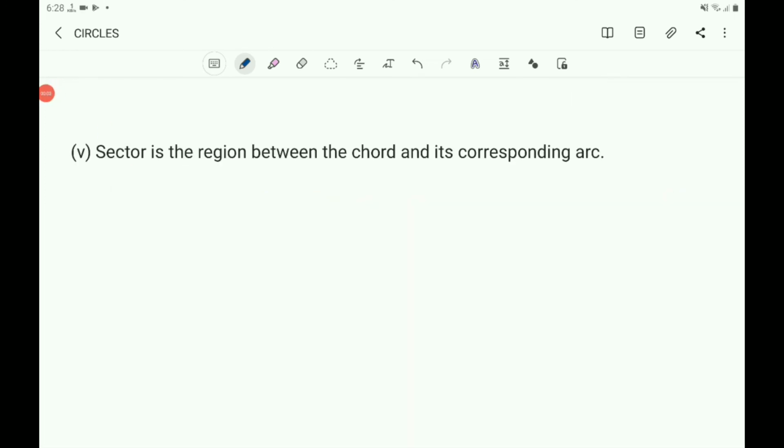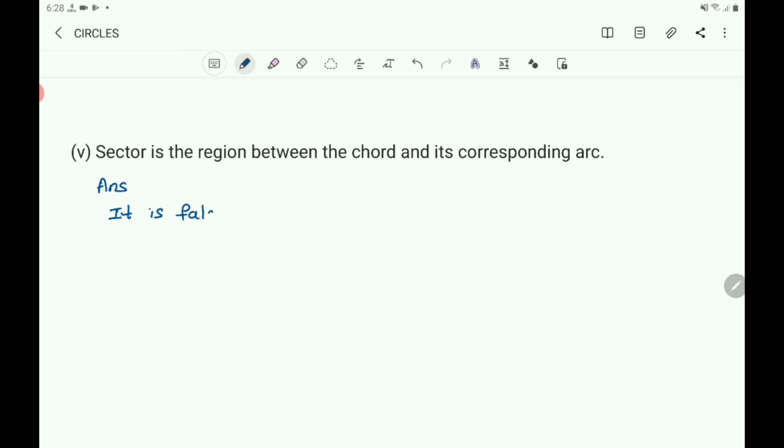Now the fifth one, what is that? Sector is the region between the chord and its corresponding arc. You know that it is false because the region between chord and its corresponding arc is the segment, and sector is the region between the two radii and an arc. So write, it is wrong. Write the answer here. Answer, it is false.